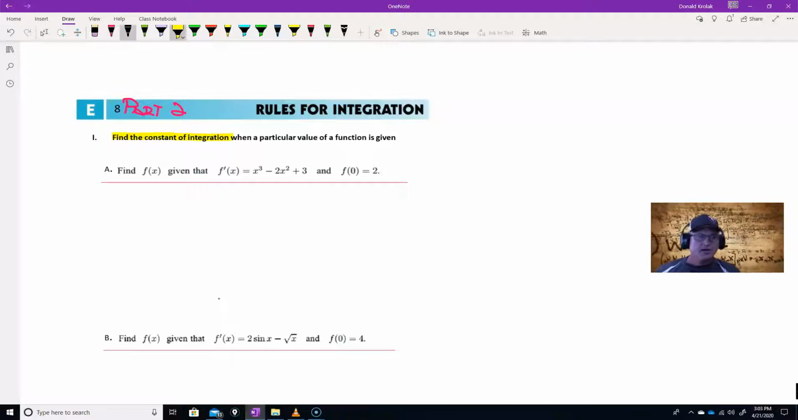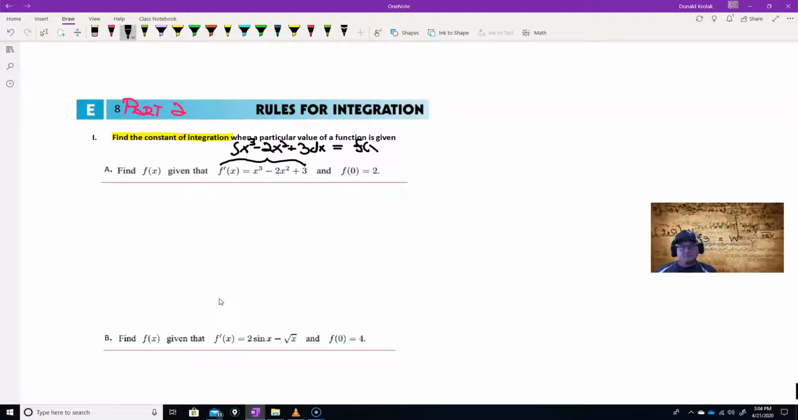So the way that we're going to accomplish that is you're going to be given the derivative. So if you integrate that derivative, you're going to get what the original function is. The original function is the antiderivative of this. So when I do that, I'm going to end up with the original function plus some constant.